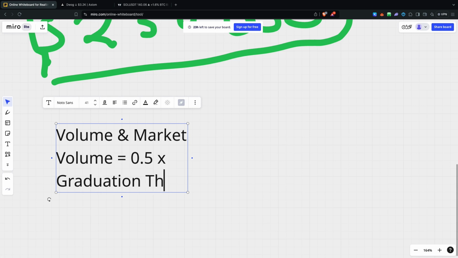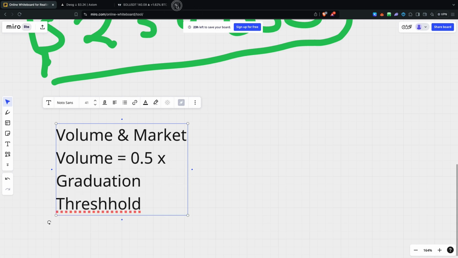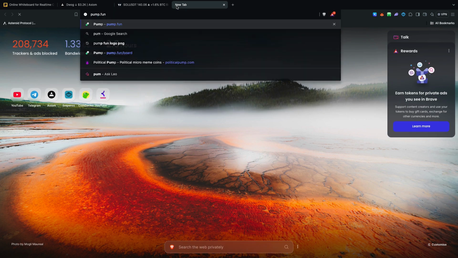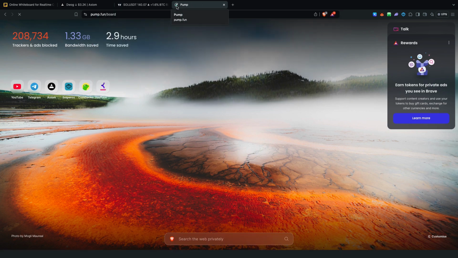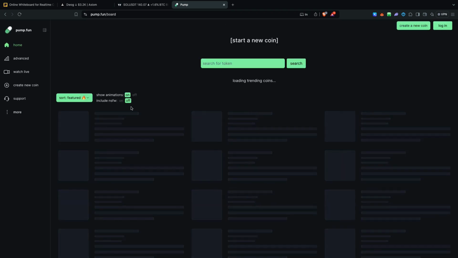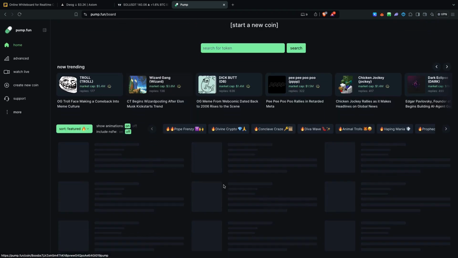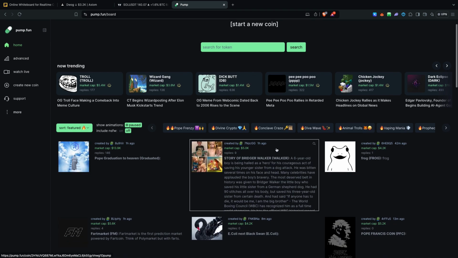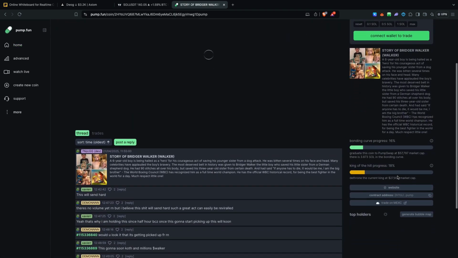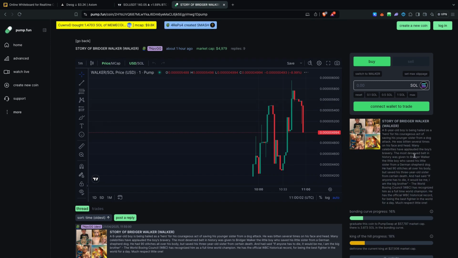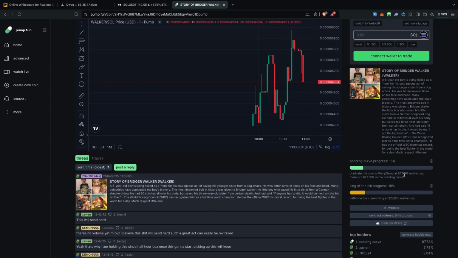The graduation threshold is basically the amount it takes on a particular day to hit Raydium. In today's situation, the graduation threshold is at 57,700, so almost 60,000. So we'll just say 58,000.